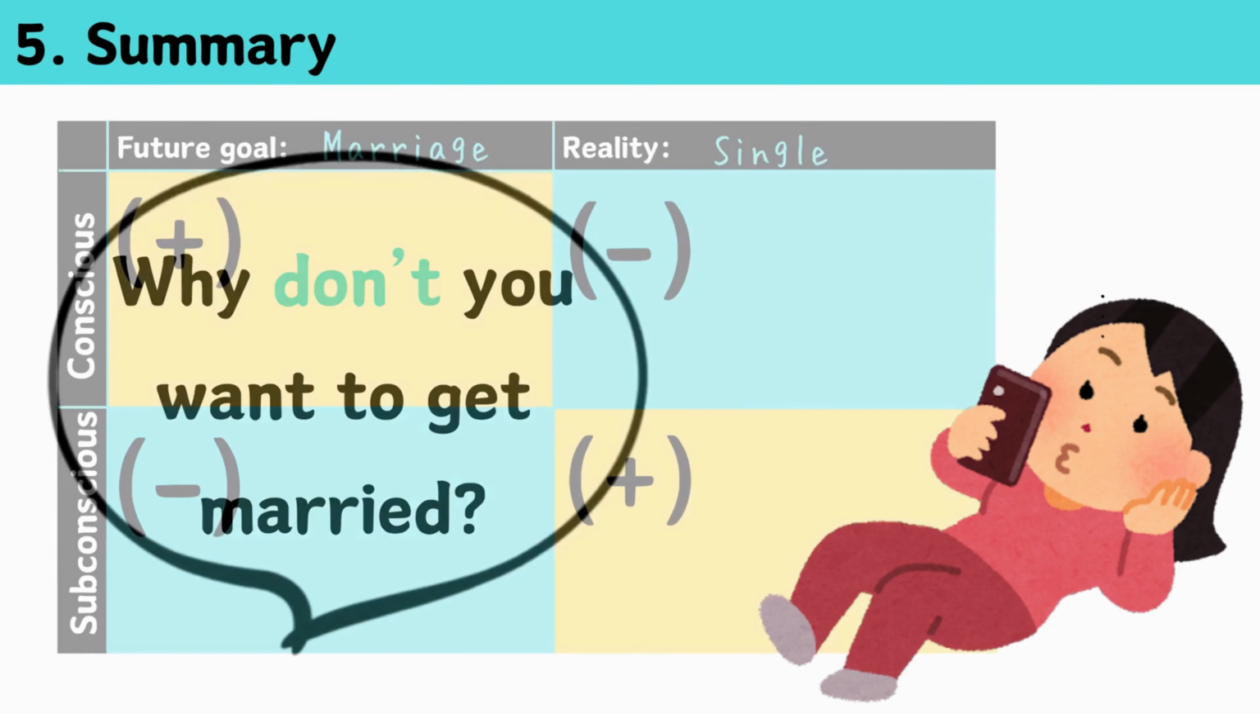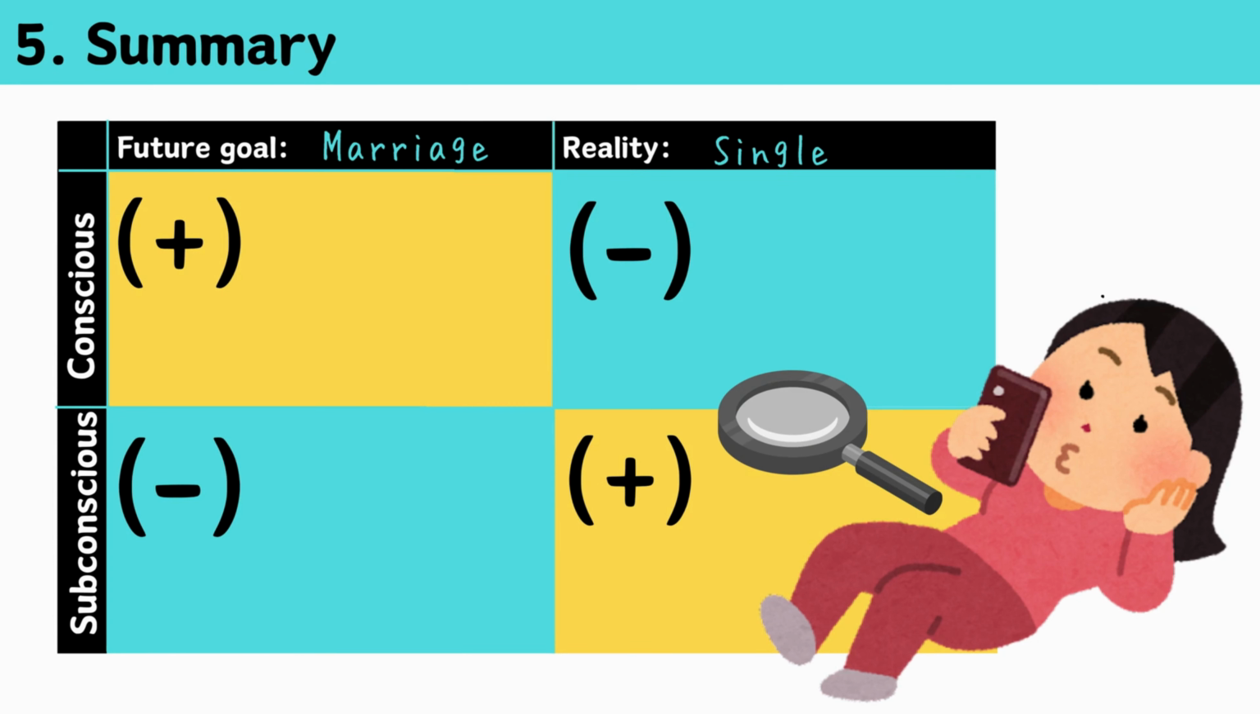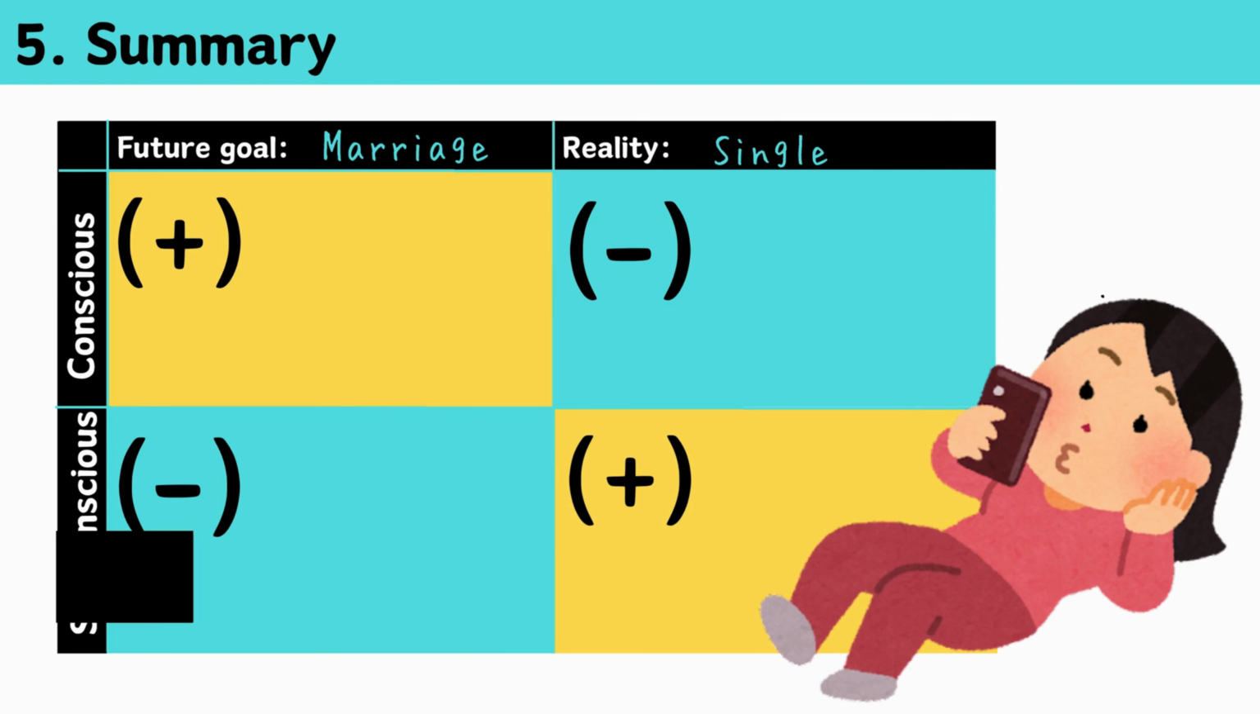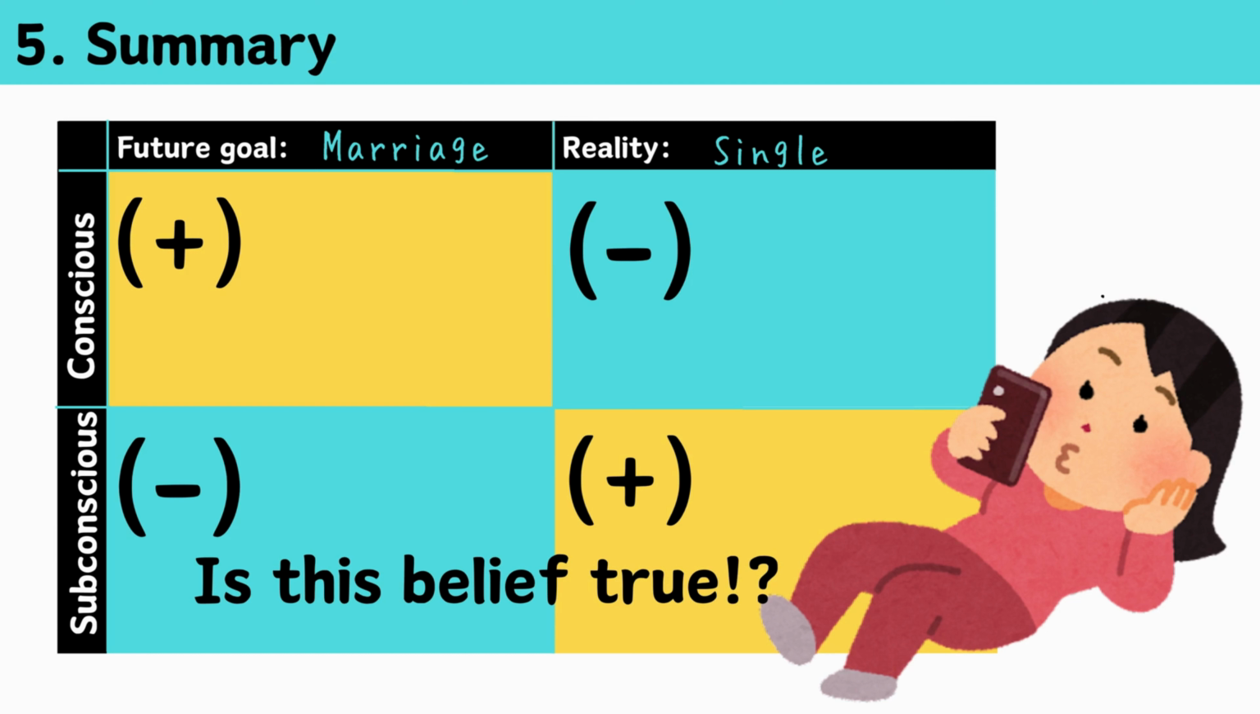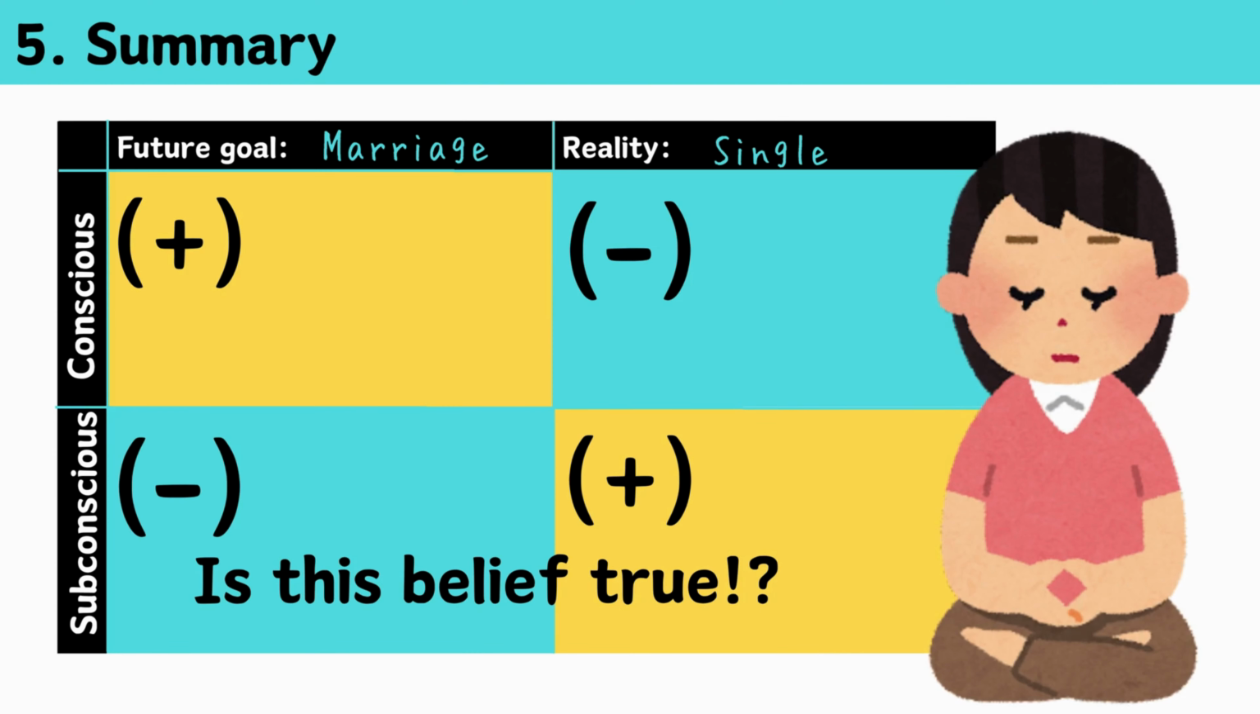So look into your subconscious for any hidden unwanted beliefs and ask yourself, is this belief really true? Once you become aware of both sides of the coin, you will soon find yourself in a more neutral state where you will gain more power to manifest whatever you want.